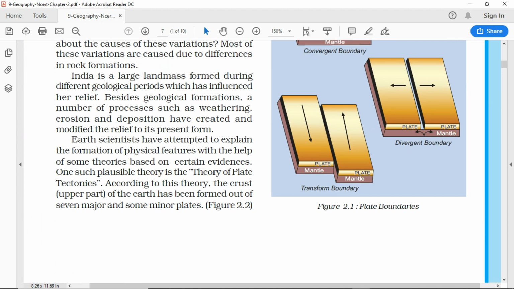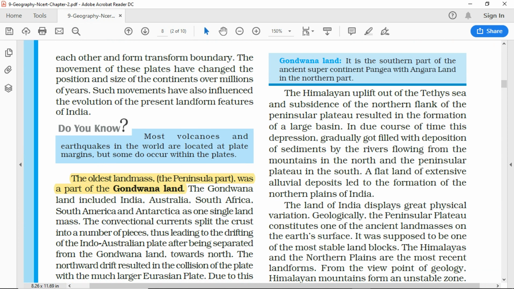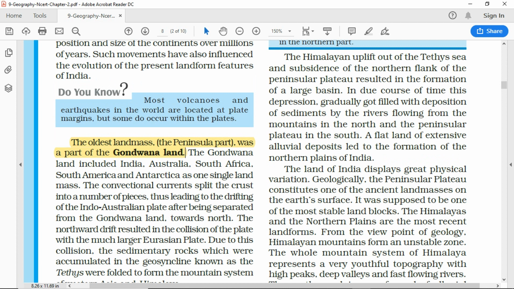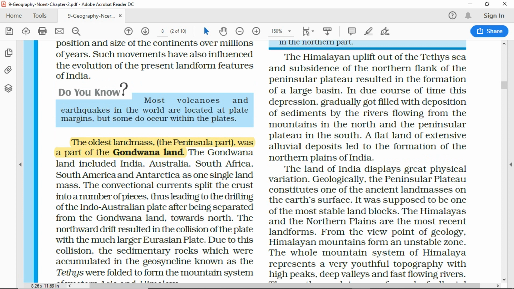The land of India displays great physical variation. Geologically, the peninsular plateau constitutes one of the ancient landmasses on the Earth's surface. It was supposed to be one of the most stable land blocks. The Himalayas and the northern plains are the most recent landforms. From the viewpoint of geology, Himalayan mountains form an unstable zone. The whole mountain system of Himalaya represents a very youthful topography with high peaks, deep valleys, and fast-flowing rivers. The northern plains are formed of alluvial deposits.